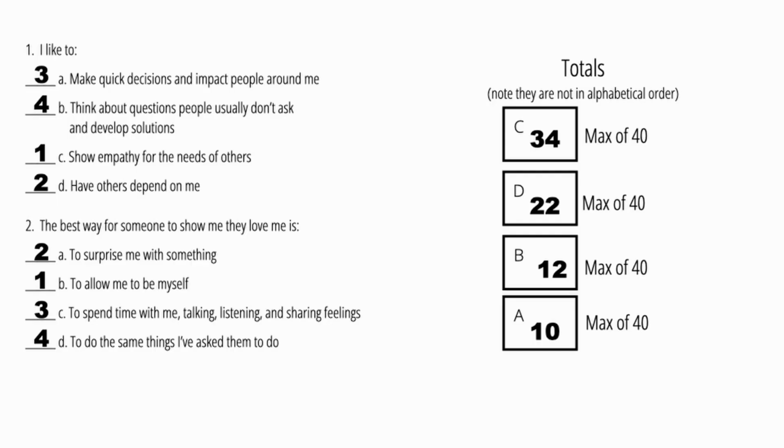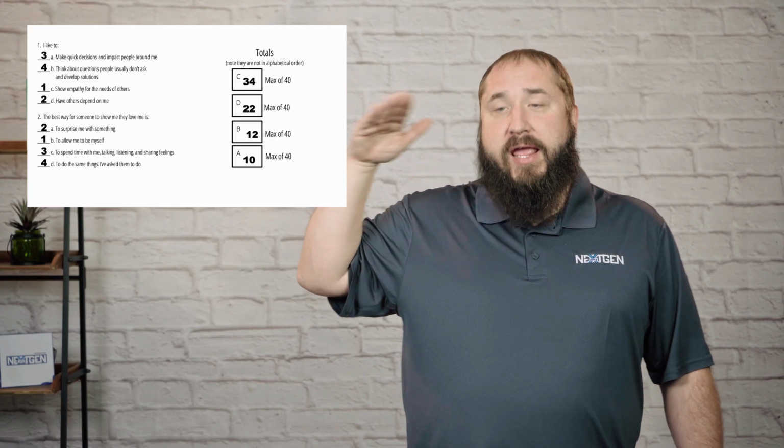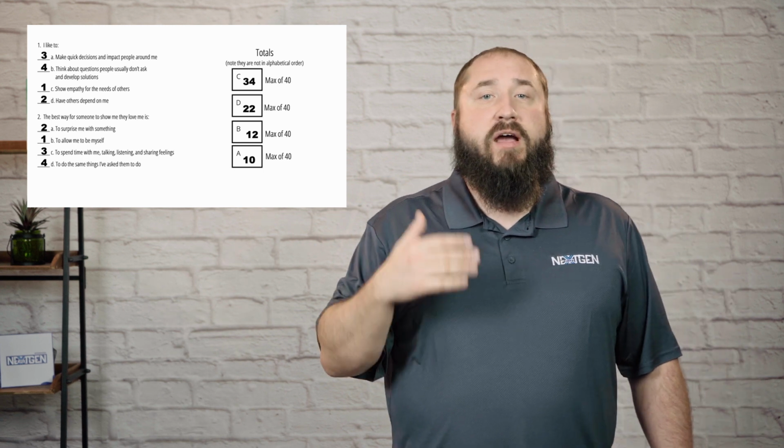There are 10 incomplete sentences, okay? In these 10 incomplete sentences, what I want you to do is also rank your answers like the pictures you did before. So what you're doing here is, I like to make quick decisions and impact people around me. Think about questions that people don't usually ask and develop solutions. Oh, that's me. So you put a 4 because that's most like you. Then you do a 3, then a 2, then a 1. You do it for all. So every A, B, C, and D should have a number attached to them.